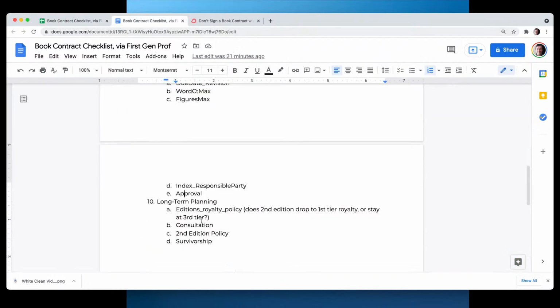So approval has to do with that. And then the last one is a little bit of a dismal subject matter, but it really matters, is long-term planning. What happens if you die?